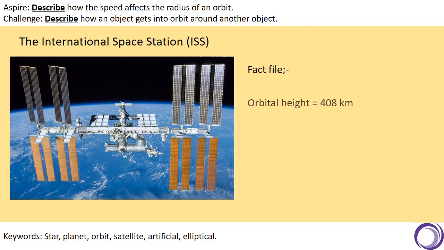Fact file then. Orbital height, 408 kilometres, which is quite a low orbit. It's not particularly high up. Seems like a long way, but you can see from that picture that it's a relatively low orbit. Because it's a low orbit, it gets around the Earth very quickly, just under 93 minutes to do a full circumference of the Earth.